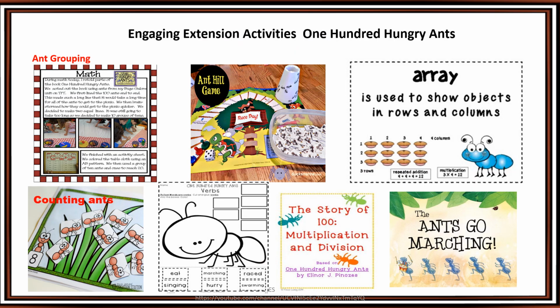This story, 100 Hungry Ants, will enable us to plan so many activities on different topics. You can see here, like it has been shown, an ant grouping activity can be done, or an ant hill game. You can have a dice and roll the dice and place the numbers, and they can learn arrays. An array is used to show objects arranged in rows and columns.